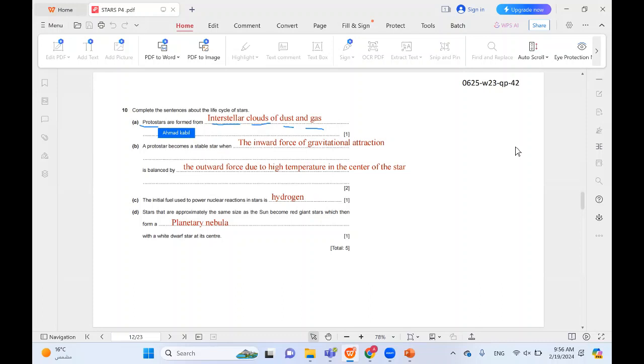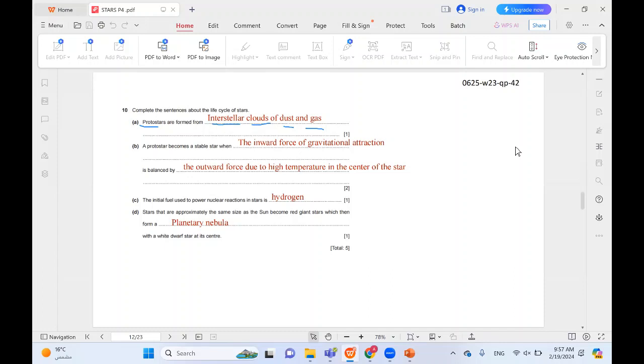Proto is the same as prototype, for example. What's a prototype? It's like the conceptualization of something, like a model for something. So protostar is kind of the same. It's like the conceptualization of a star. It's the beginning of a star. So you have clouds of dust and gas, and then they form a protostar.